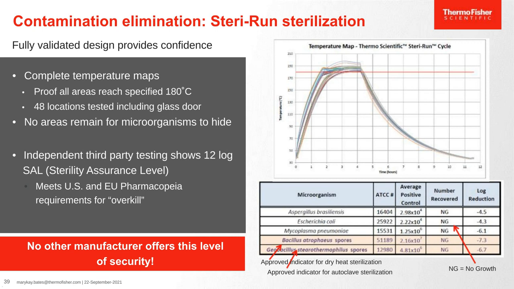Those tests performed by Health Protection England were actually done with an incubator where the time at 180 degrees was shortened from 90 minutes to 45 minutes. So this reduction of the approved indicator organisms, including not just the dry heat indicator, but also the biological indicator used for autoclave sterilization testing, and all of those were eliminated more than 6 logs, which is the requirement for testing sterilization according to the United States and European pharmacopoeias.